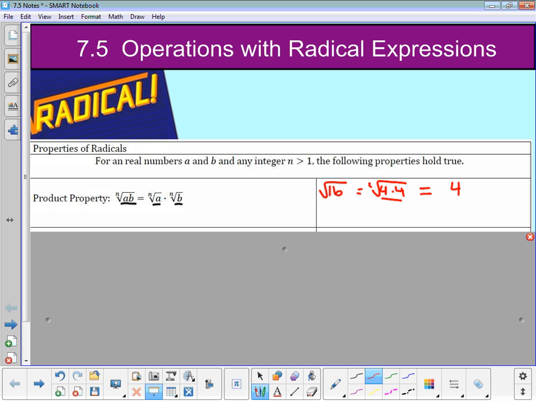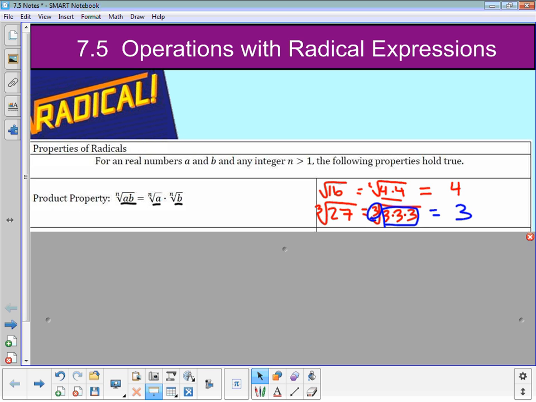Now with square roots, it's pretty easy for us, but let's say we look at something like the cube root of 27. If I have the cube root of 27, that's the same thing as saying the cube root of 3 times 3 times 3. And I'm allowed to pull those apart because I know that 3 times 3 times 3 is 27. Now, we're looking for groups of 3 because my index is 3. Here I have 3 3's, so the cube root of 27 is 3.